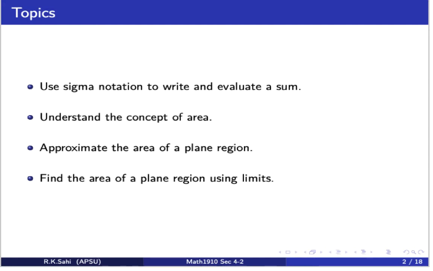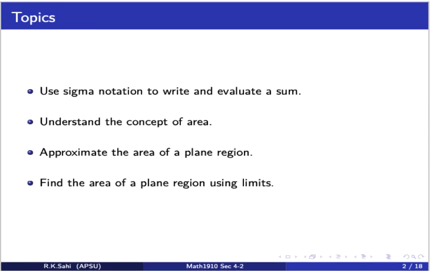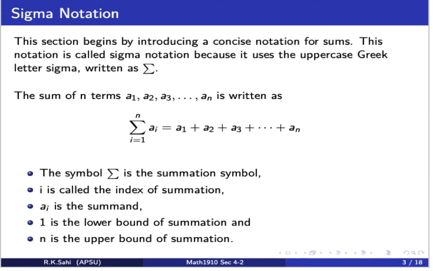So let's start with sigma notation. Here we are going to look at a concise notation for sums. This notation is called sigma notation as it uses the uppercase Greek letter sigma. So when I say the sum of n terms a1, a2, a3 up to an, it means summation i from 1 to n of a_i: a1 plus a2 plus a3 up to an.